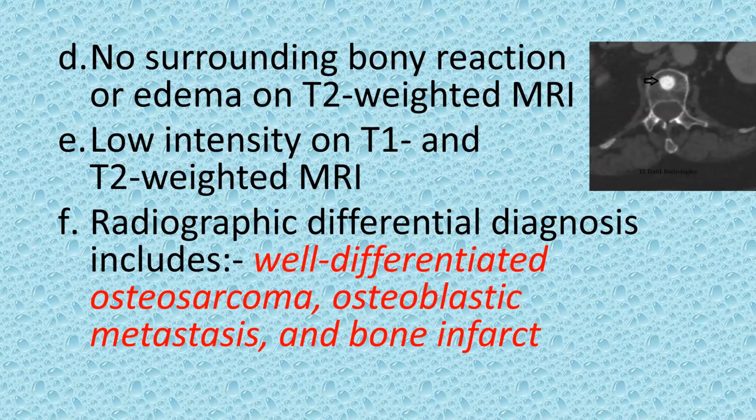Radiographic differential diagnosis includes well-differentiated osteosarcoma, osteoblastic metastasis, and bone infarct. Keep this in mind: a bone infarct, osteoblastic metastasis, and well-differentiated osteosarcoma.